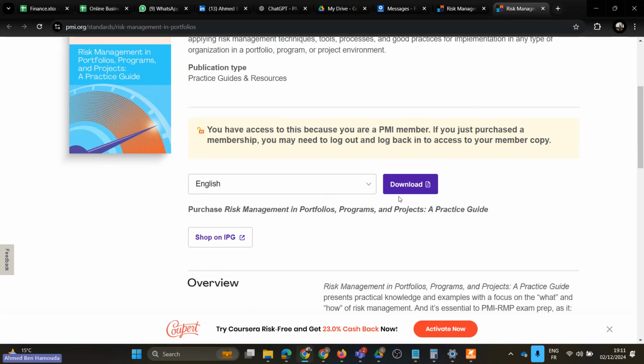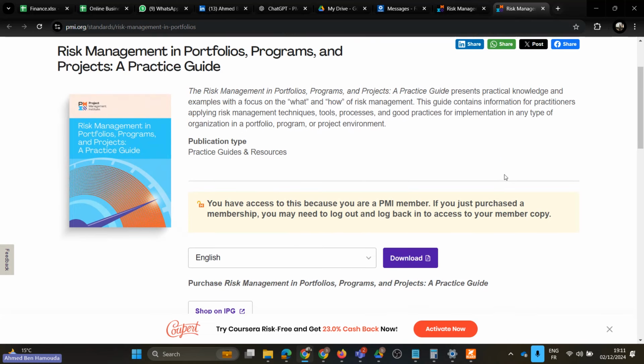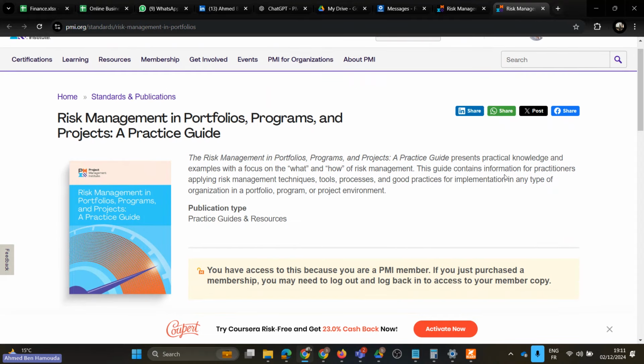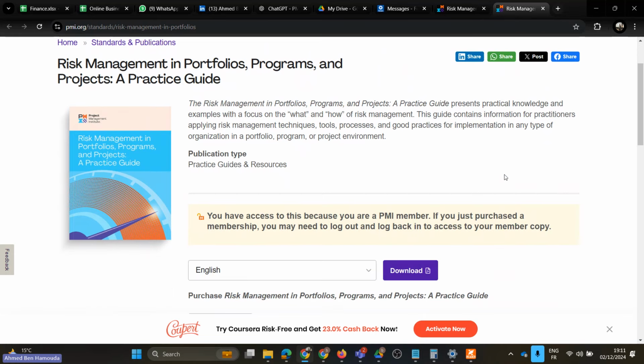Okay, so I see I can actually download it in English. It's the only version available right now. I know PMI is working on translating this guide into more languages, mainly Arabic, because the risk management certification, the RMP, is quite popular in the Gulf region. Saudi Arabia, I think, is ranked number 1 in the world in terms of countries interested in the RMP certification, and it's one of the fastest growing regions for this certification.